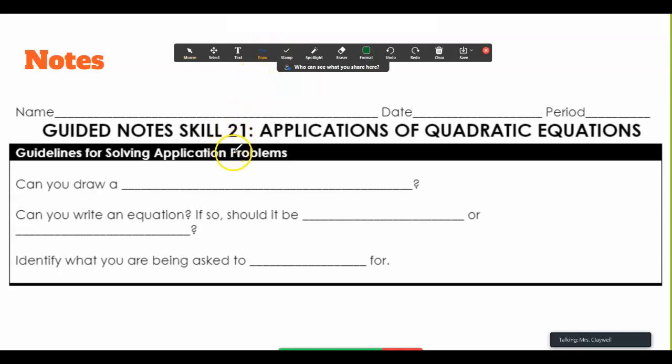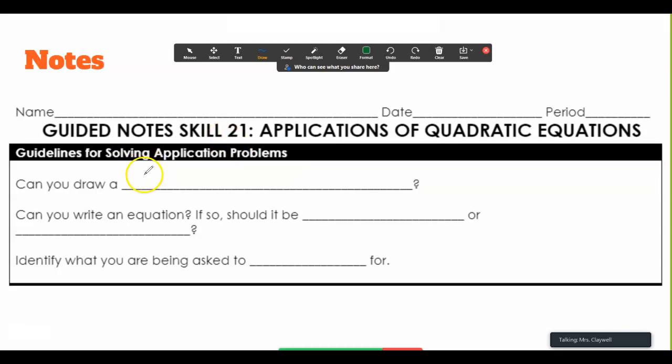This is Ms. Claywell going over Skill 21, Application of Quadratic Formulas. So, you guys should have your notes out and ready to fill these out with me. We're going to first talk about a few steps that we can do for solving word problems that have to do with the quadratic equation.